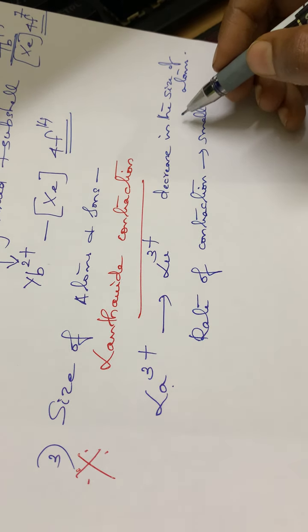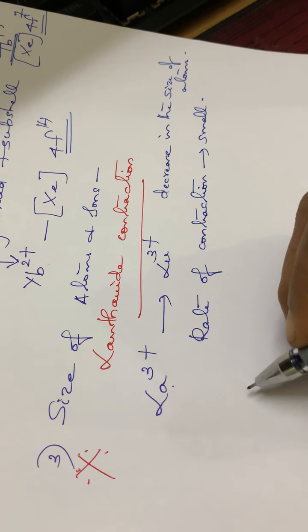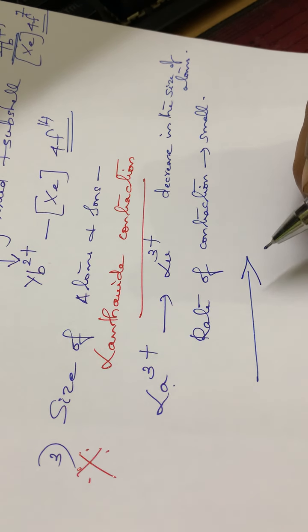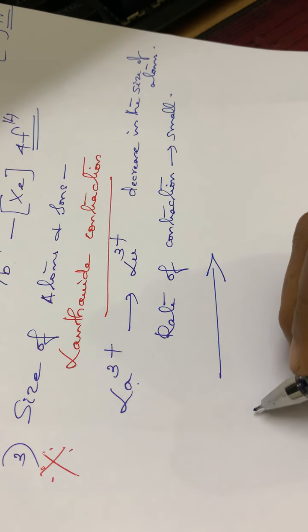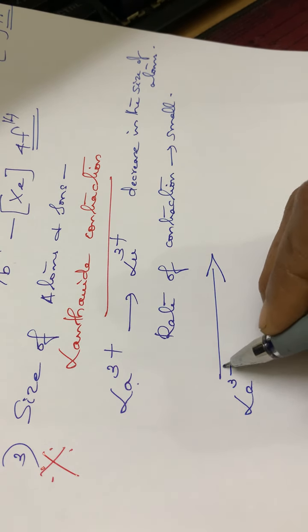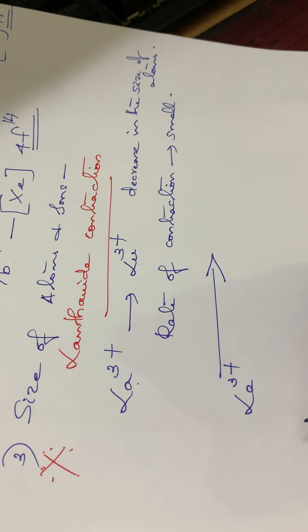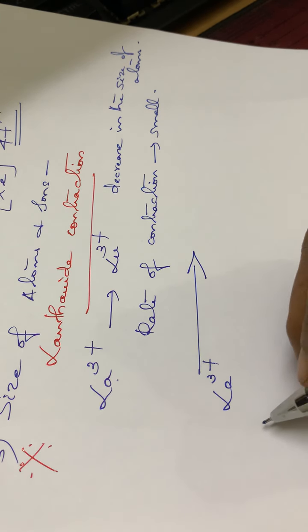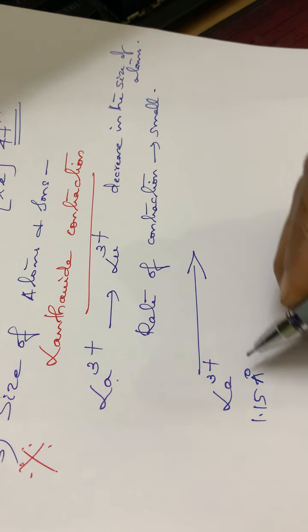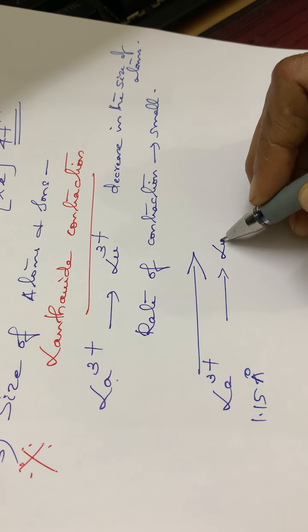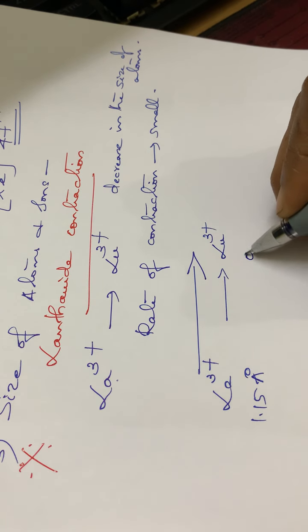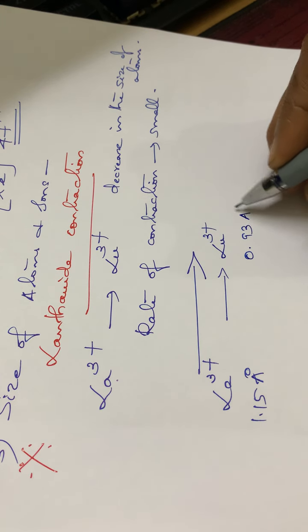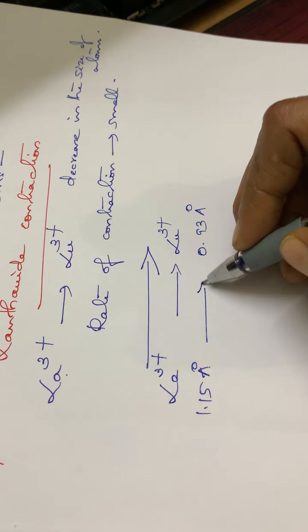That means here there is a decrease in the size of the atom while moving from lanthanum to lutetium along that particular period. See, lanthanum 3+ has an atomic radius of 1.15 angstrom, and on reaching lutetium 3+, it has an atomic radius of 0.93 angstrom. See, what about the difference?